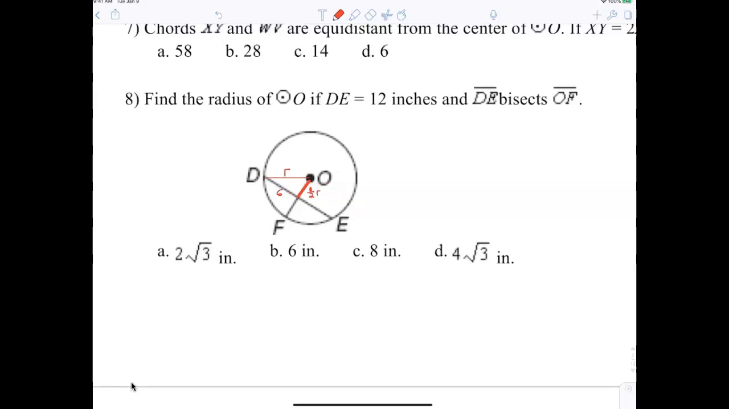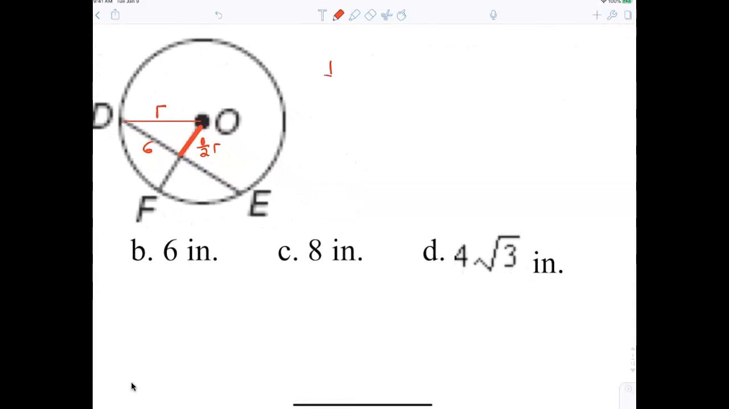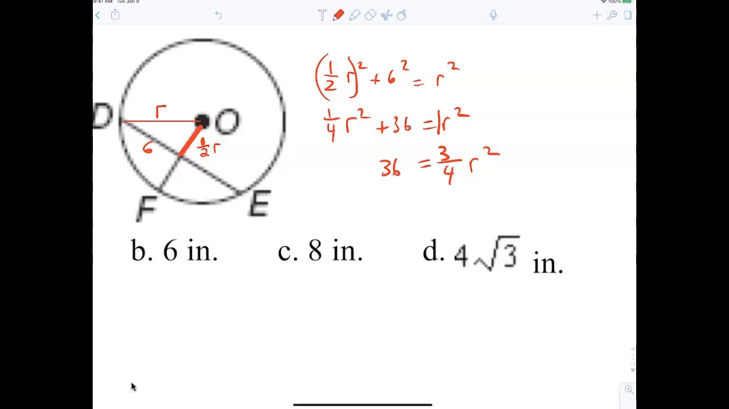Now it's just the Pythagorean Theorem, of course, so we would have 1/2 r squared plus 6 squared equals r squared. And again, what's 1/2 squared? 1/4 r squared plus 36 equals r squared. Now keep in mind, that's 1r squared. So 1r squared minus 1/4 r squared is what? 3/4 r squared. Is that okay?